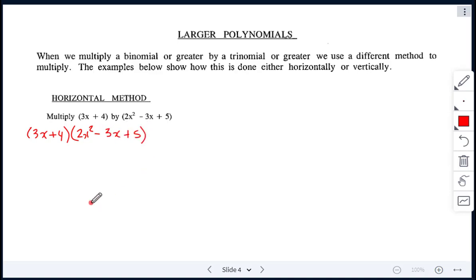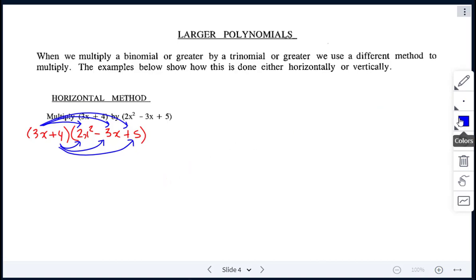All right, so you can do this with arrows. I'll just show that with arrows in a different color. So you're taking that 3x and you have to multiply it to the 2x squared. You have to take the 3x, multiply it to the negative 3x, and the 3x is going to multiply the positive 5. And then you're going to take the 4, the second term here, and multiply to each of those as well, like that.